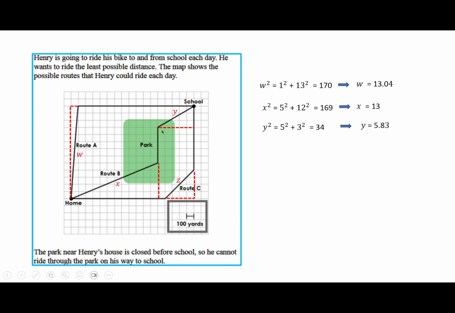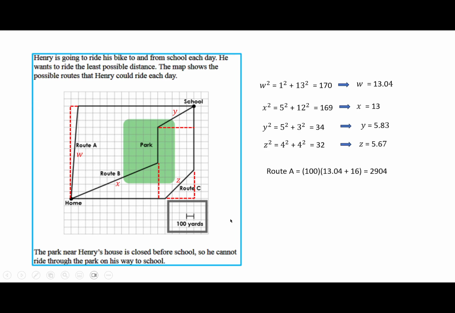Now Y, look, 1, 2, 3, 4, 5. 1, 2, 3. 5 squared plus 3 squared is 34. The Y is 5.83. Z is 4 squared plus 4 squared is 32. That Z is equal to 5.67.